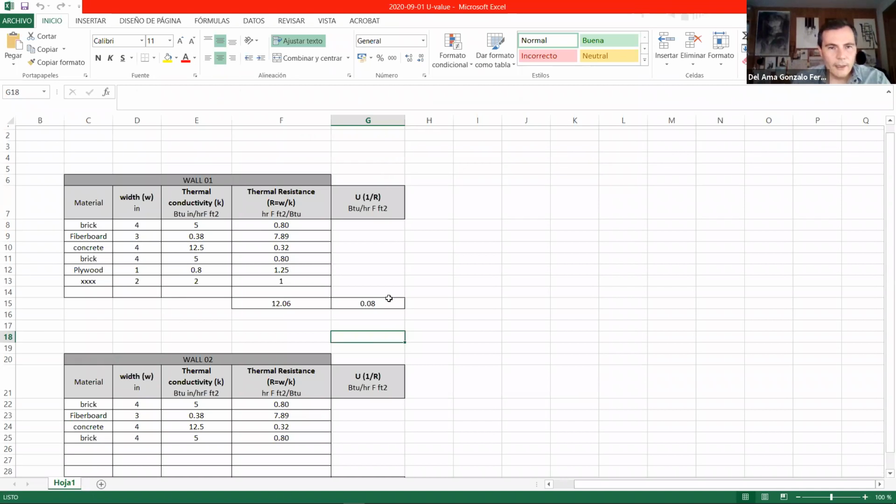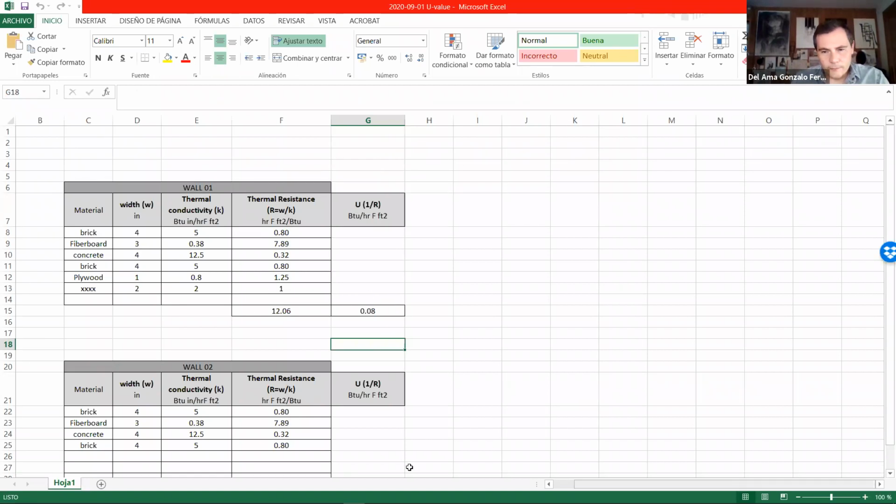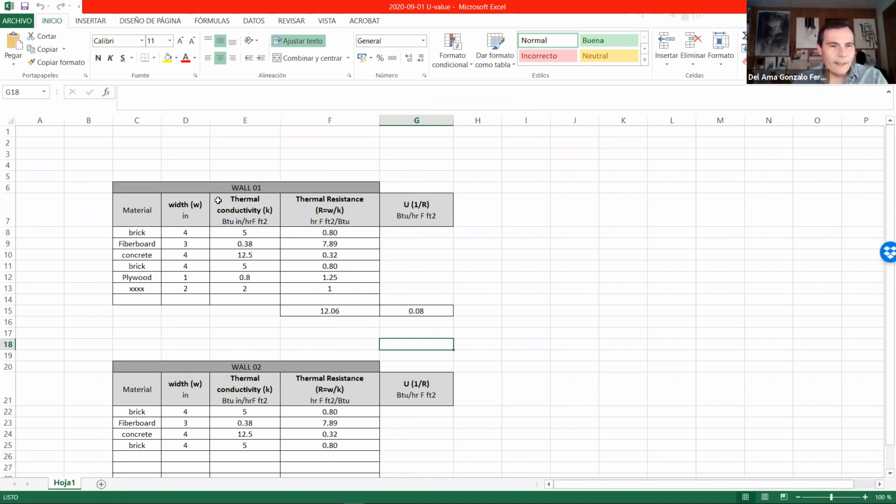There you go. This is the Excel file that we designed last time. So you remember that here we have the material, the width, the thermal conductivity, the thermal resistance, and the U value here. Okay, so let's do it. But now we need to include these coefficients. How can we do that?